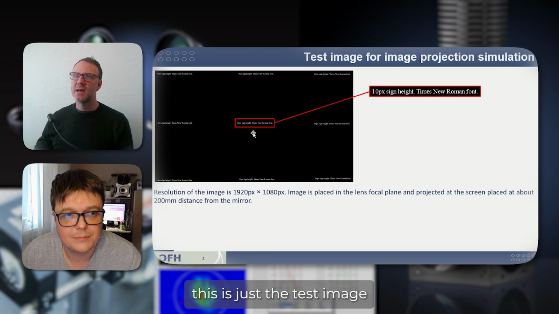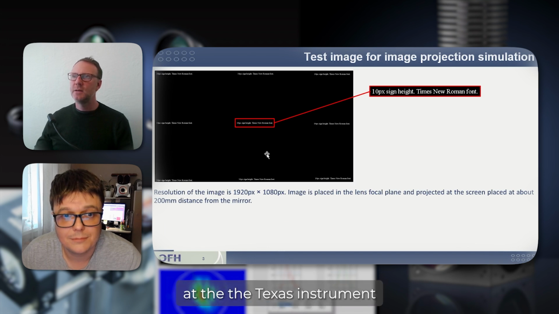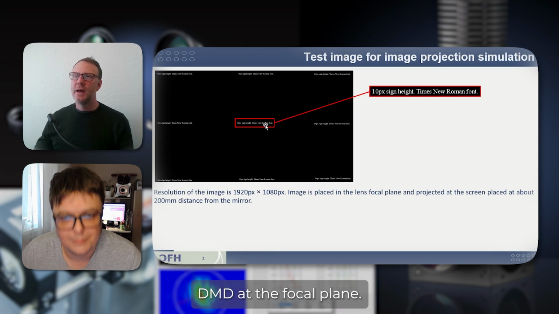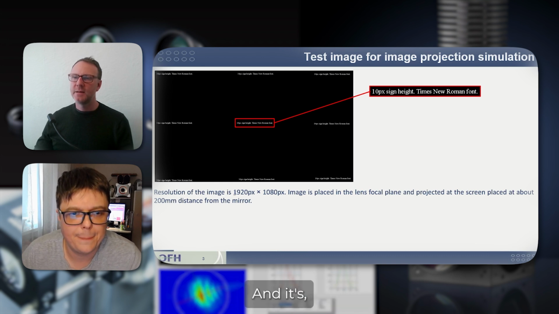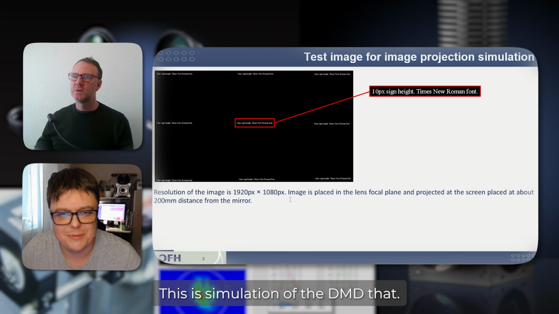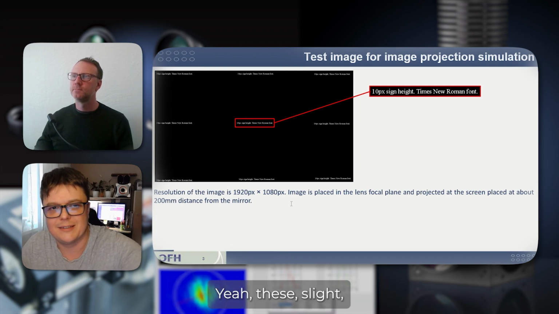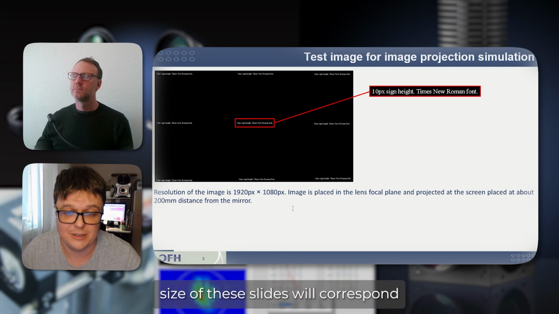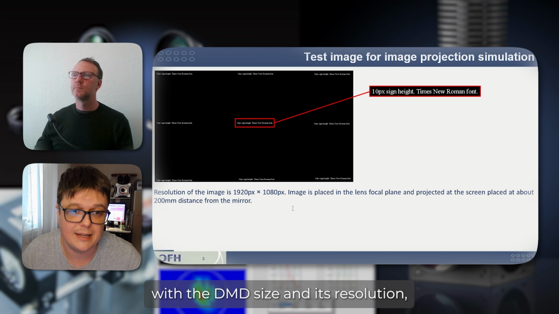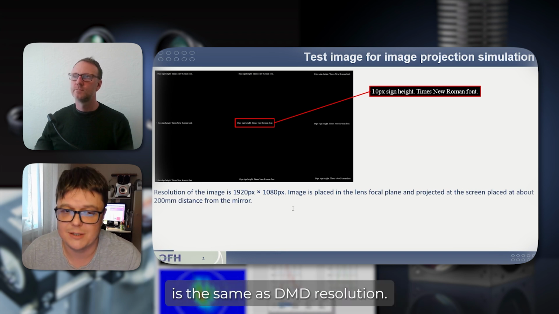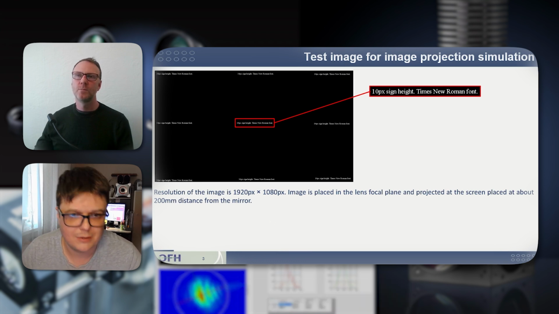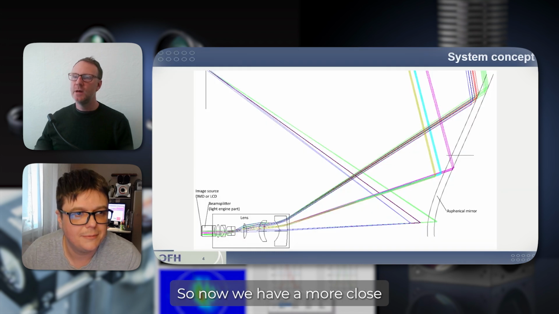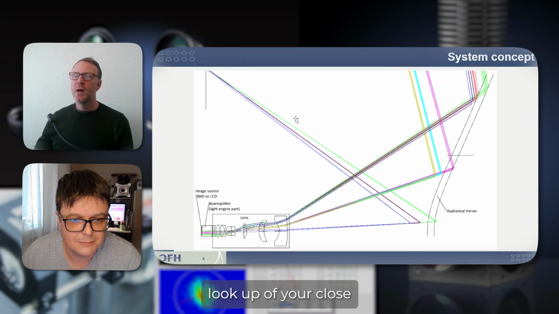This is just the test image that you're putting at the Texas Instruments DMD at the focal plane. And it's 1920 by 1080. This is a simulation of the DMD. Let's call it a slide. The size of this slide will correspond with the DMD size, and its resolution is the same as the DMD resolution. So I place this object instead of the DMD in the model. So now we have a closer look at your optical system.